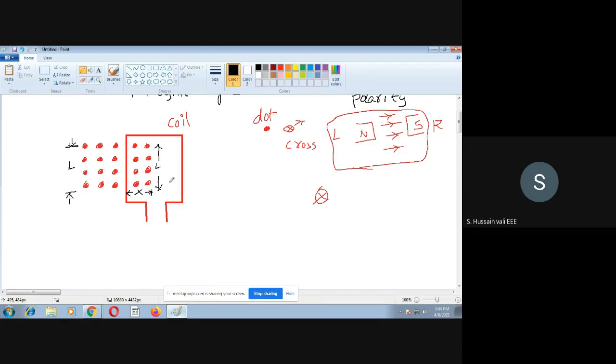So we can say that the coil is in the presence of a magnetic field, and the dots I have shown represent the direction of magnetic flux lines. Now the magnetic flux lines are perpendicular to the plane of the coil. The plane of the coil I have drawn as just a rectangular shape. So this is the plane. Now what about the flux lines?